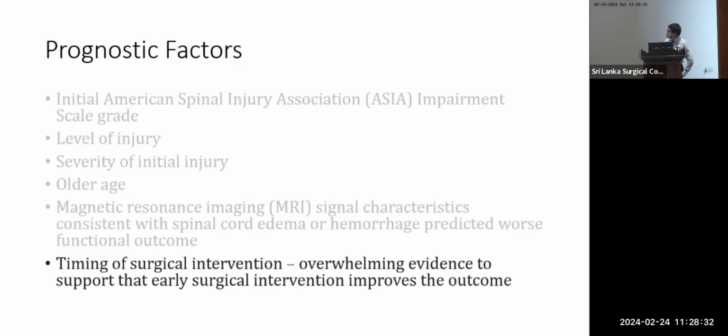And probably what we can correct as clinicians is the timing of surgical intervention. There is overwhelming evidence to support that early surgery within 24 hours, actually even within the first 12 hours, improves the outcome a lot. So if there's a treatable patient, please don't keep waiting and waiting and waiting and then refer for neurosurgical intervention. Refer them early if the patient is worth treating.